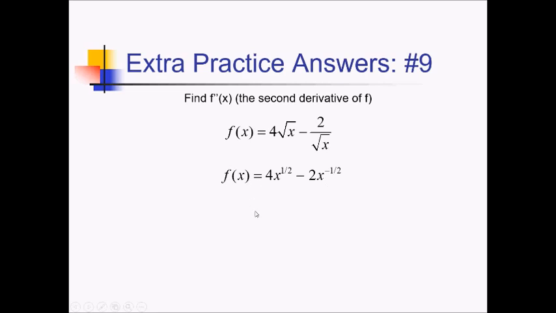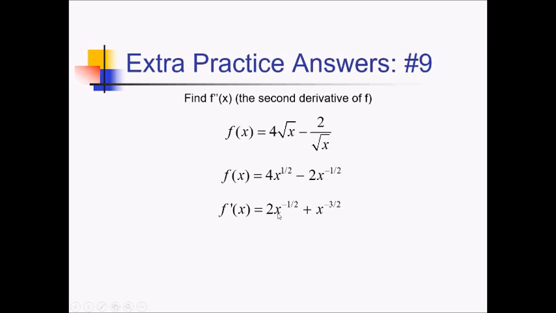And now let me take the first derivative using the power rule. So that's going to be 2x to the negative 1/2, followed by, let's see here, we have negative 1/2 times negative 2. That completely cancels, leaving us with just positive 1x to the negative 3/2. So that was the first derivative.